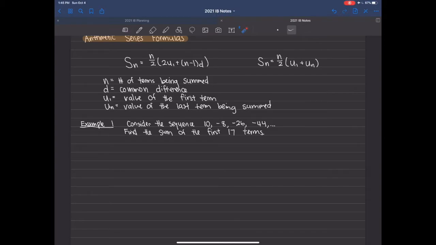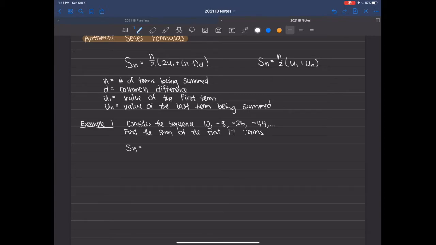So remember, in the first version, if we know the common difference, we're probably going to want to use our first version. In the second version, we would want to use this one if we knew the value of the last term. The question is asking us to find the sum of the first 17 terms. Well, I don't know what the 17th term in this sequence is yet. I can, however, figure out relatively easily what the common difference is. So for this particular example, I would gravitate towards using the first formula.